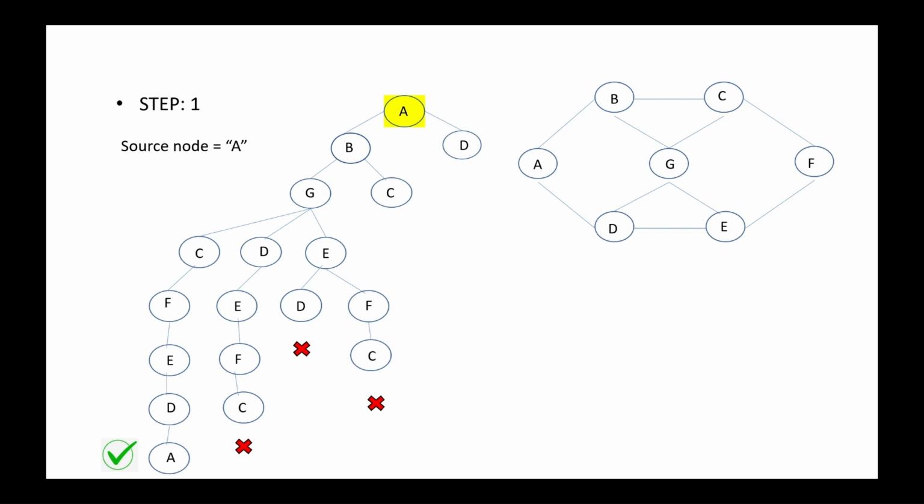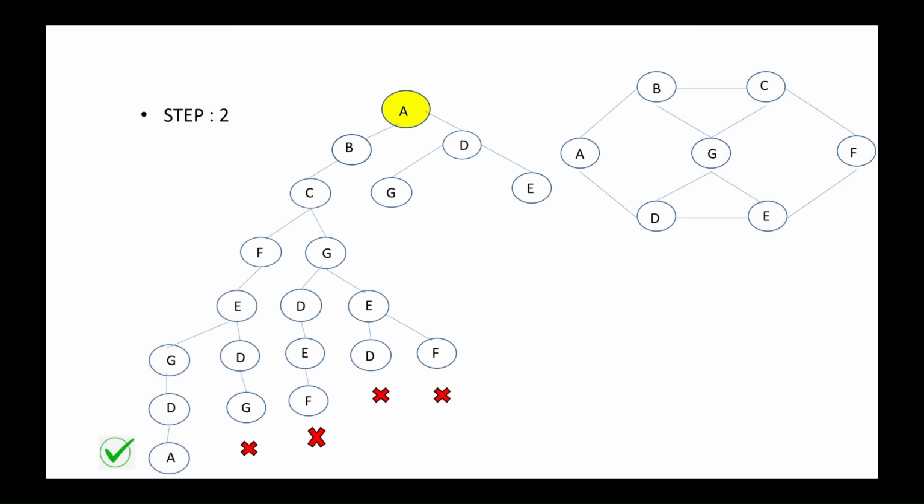For C, there are three adjacent vertices: B, G, and F. B is already visited, G is also already visited, and F is also visited. So we didn't write any of them. So it does not form the cyclic form. So it is not a Hamiltonian cycle. Let us go to the next step.